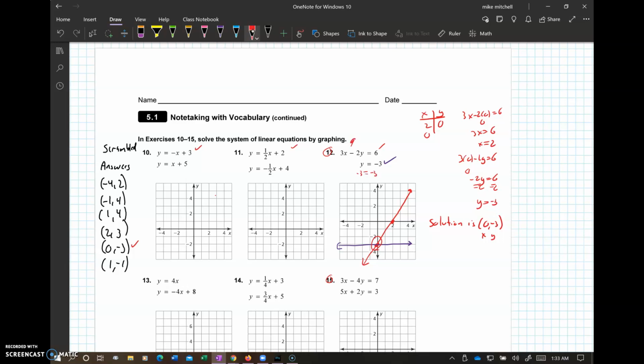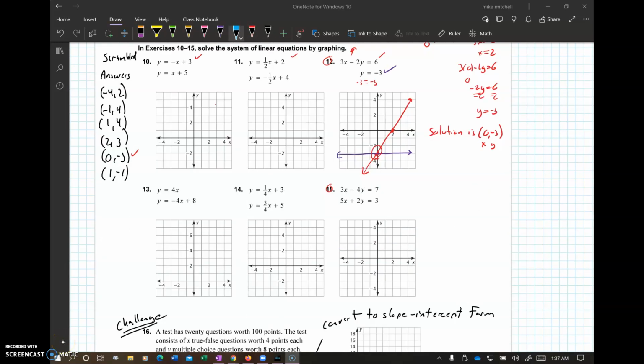That works good. For this one, I'm going to have 3 times 0 minus 2 times negative 3 equals 6. Negative times negative is positive. 6 equals 6. That's 0 plus that at this point, because the negative times the negative, we'd have had 0 plus 6, and that's just 6. It checks out for our answer.